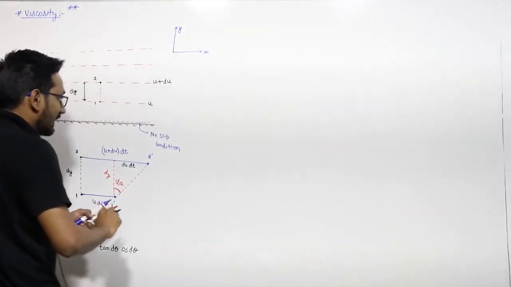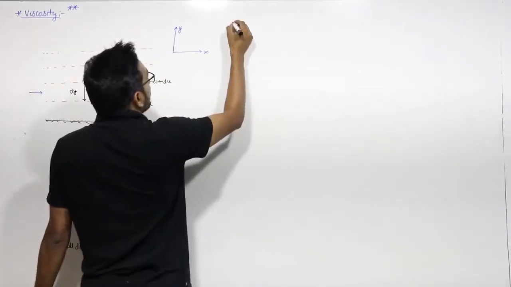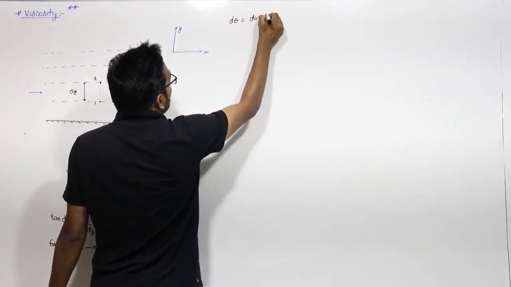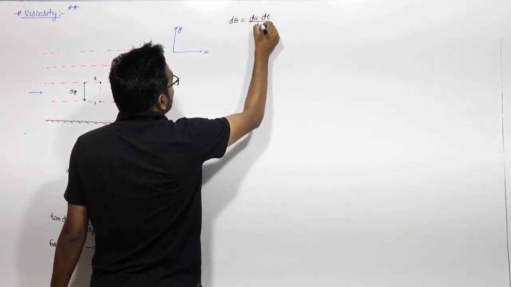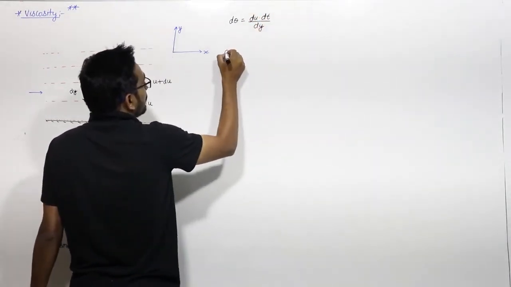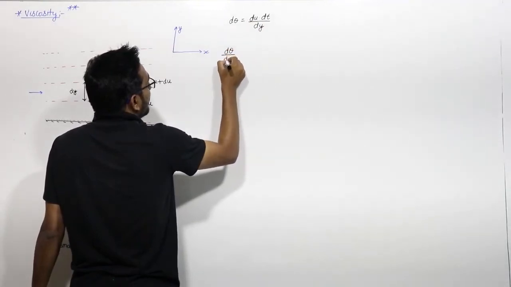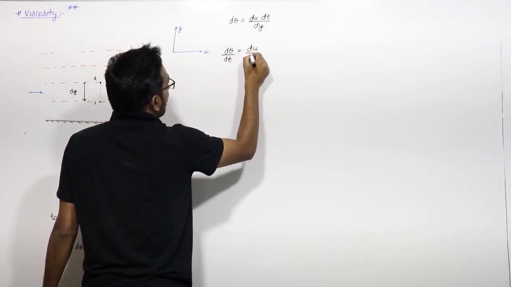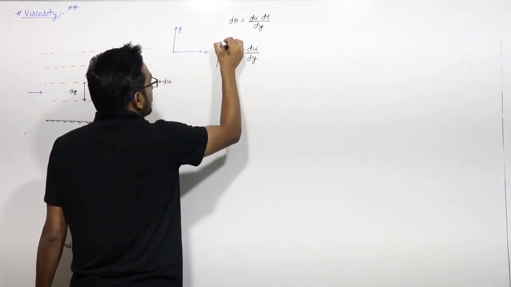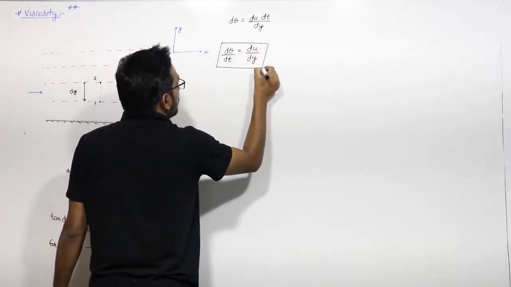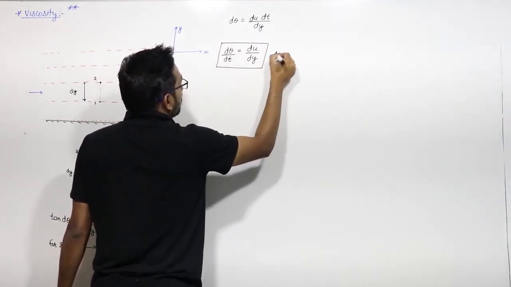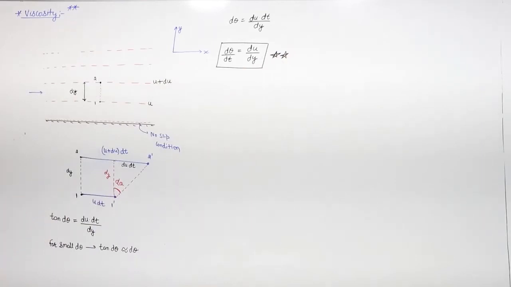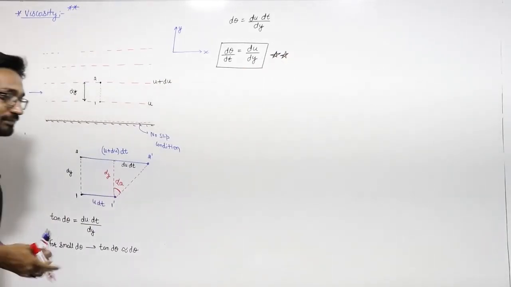So from this we get d theta is equal to du into dt divided by dy. And if you rearrange it, you will get d theta by dt is equal to du upon dy. d theta by dt is equal to du upon dy. This is the important relation of fluid mechanics, that d theta by dt is equal to du upon dy.